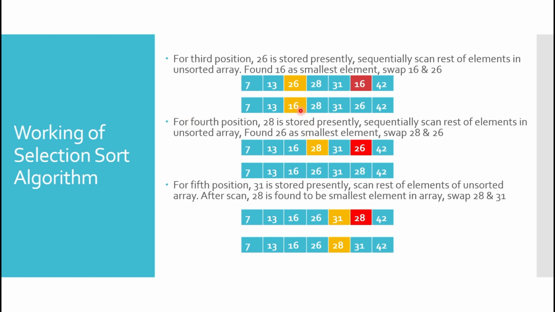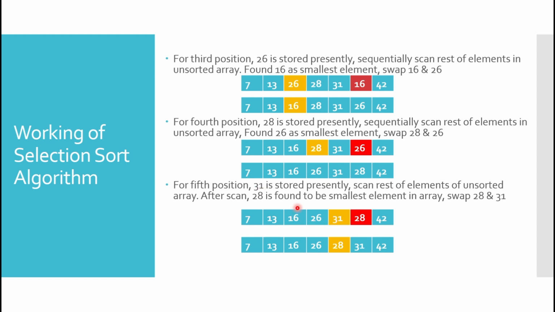Next I'm going to move to the next index position, the fourth position. That number is 28, and I'm comparing it with the other numbers 31, 26, 42. Again I found that 26 is smaller than 28, so I'm going to swap both the elements. Now the fourth index is 26, and then 31, 28, 42.